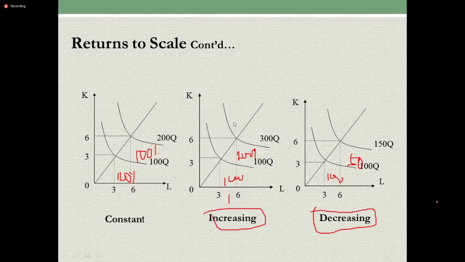Right? Is it clear? Returns to scale. We also discussed the second point for today. Clear? Yes. Okay.